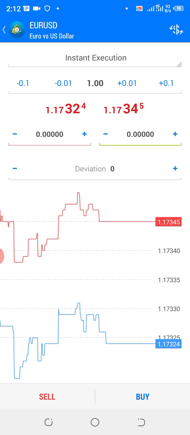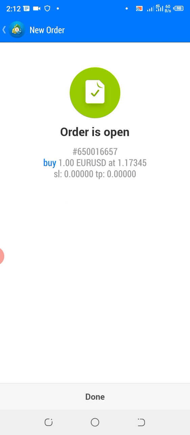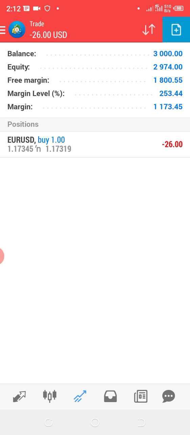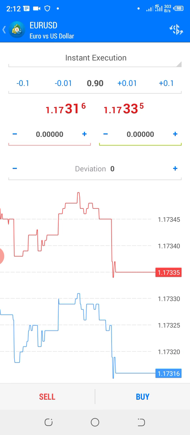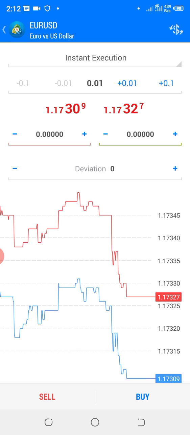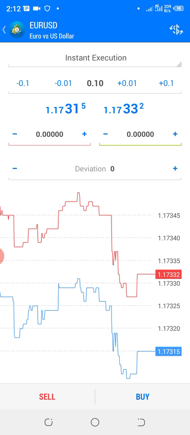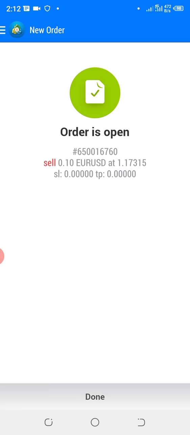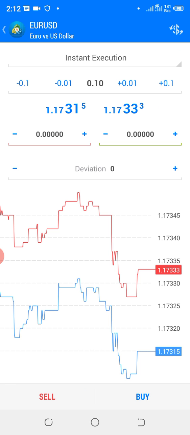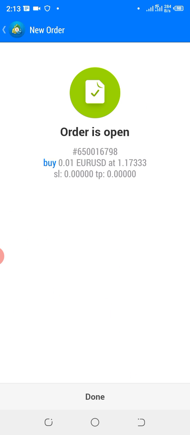So I can buy and sell at this. Let me buy now. Okay, let me use another lot size. I can use mini lot, which is 0.1. Let me sell this time around. I can also use micro lot, which is 0.01, and let me buy again.